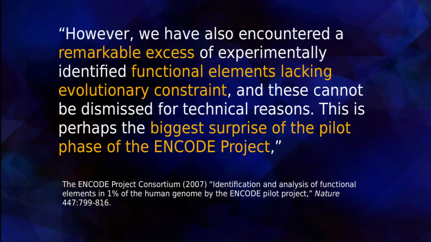Okay, blah, blah, blah. What does that mean, right? Basically, we found a lot of the junk DNA is not conserved, okay? It's not the same among mammals. And they said these cannot be dismissed for technical reasons. This is perhaps the biggest surprise of the pilot phase of the ENCODE project. So their biggest surprise wasn't that junk DNA wasn't junk, but that it wasn't junk and it wasn't the same, okay?